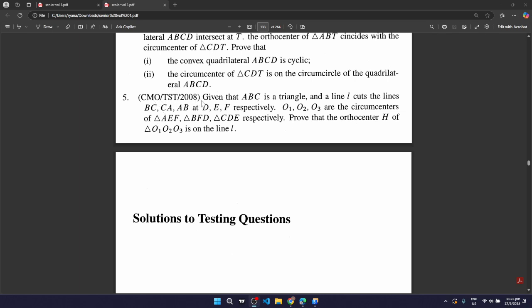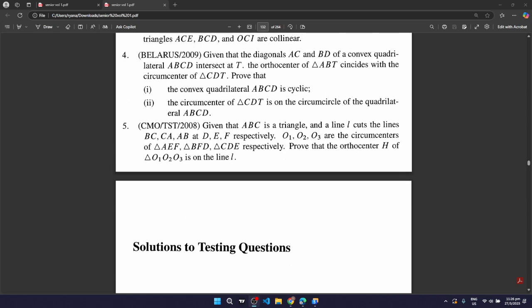CMOTST 2008. Given that ABC is a triangle, and the line L cuts the lines BC, CA, AB at D, E and F respectively, O1, O2, O3 are circumcenters of the 3 triangles. Prove that the orthocenter H of the triangle formed by the circumcenters is on line L. So you might think, first of all, let me just scribble something down.